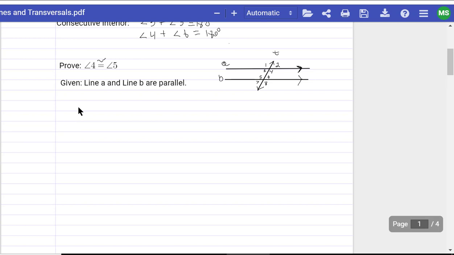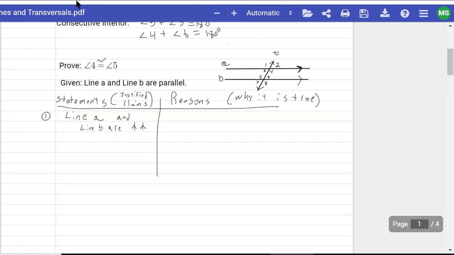So here's my proof. So now I'm going to do a 2-column proof. I'm going to have my 2 columns. I'm going to have my statements, and I'm going to have my reasons. And so let's pause. All right, so here's my 2 columns. I have my statements or my justified claims, and my reasons, why it is true. So the way I know that is, it's either in the diagram or if it's stated. If they give it to us, we understand that.